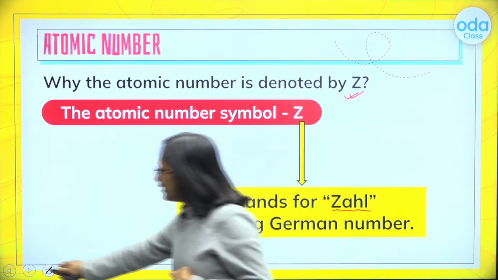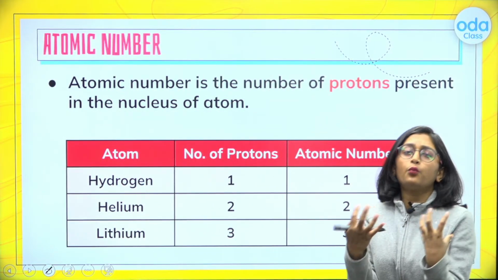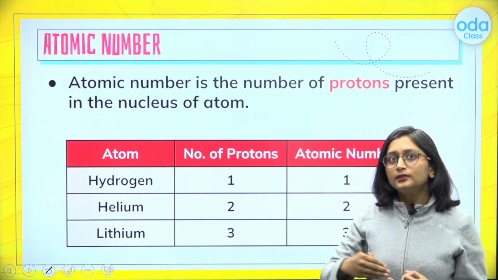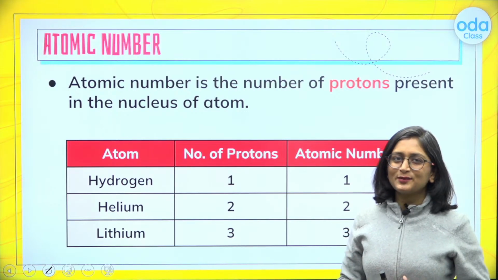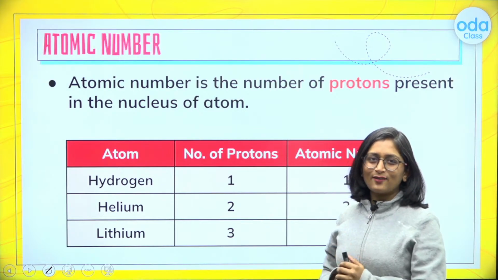Now, it is a major question what atomic number has been given to the first element, second element, third element. You will be surprised to know that they are named and numbered simply by the atomic number.